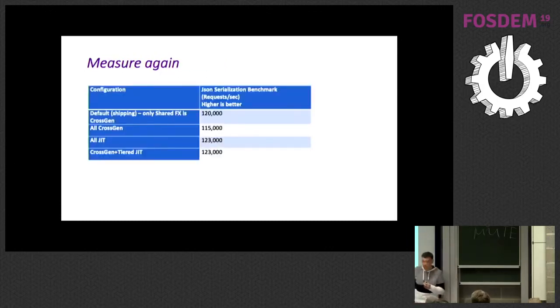So we measure again, and what we see, yay, we are back. The throughput is good. The startup is good as well. We haven't regressed that because the runtime actually picks cross-gen code the first time. So all good. Back to you.